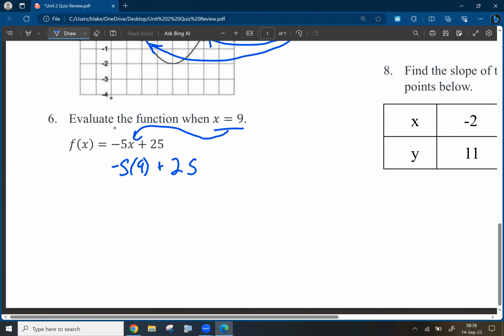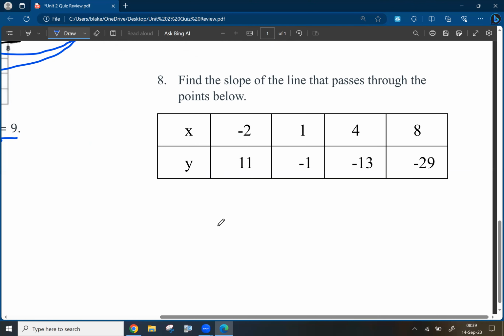We're going to solve. So -5 times 9 is going to be -45. And then -45 plus 25 is -20. So f of 9 is equal to -20. Basically, the function, when evaluated at 9, is equal to -20. -20 is your answer. And then 2 more.